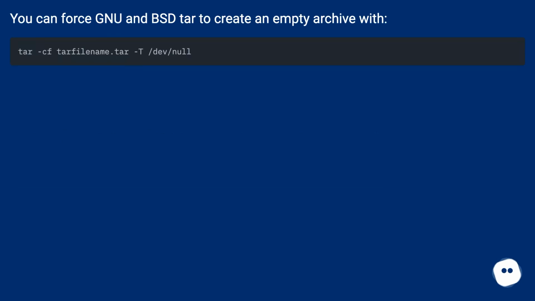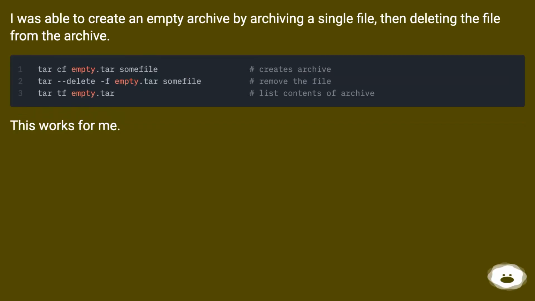You can force GNU and BSD tar to create an empty archive with this. I was able to create an empty archive by archiving a single file, then deleting the file from the archive. This works for me.